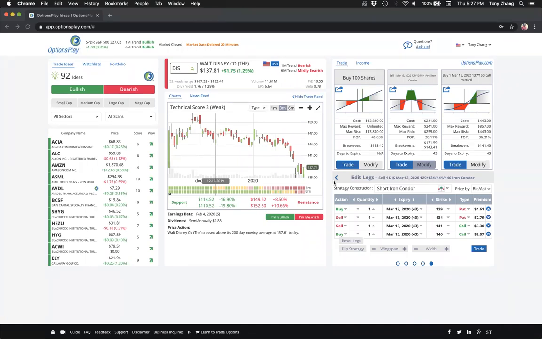Robert's asking, which options Greek is most important to look at? As I said before, delta is by far the most important one. Daryl is saying, did you exit the debit spread at GE because it was nearly reaching 13? Yes, that's exactly why I exited. It reached the target price that I had.